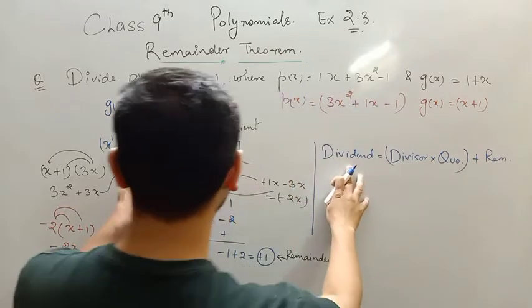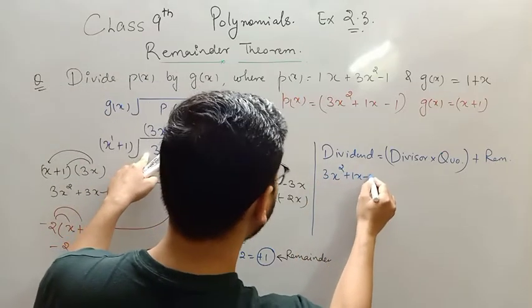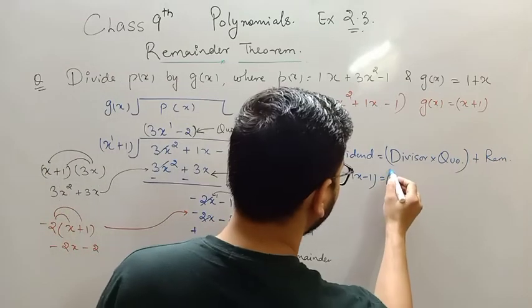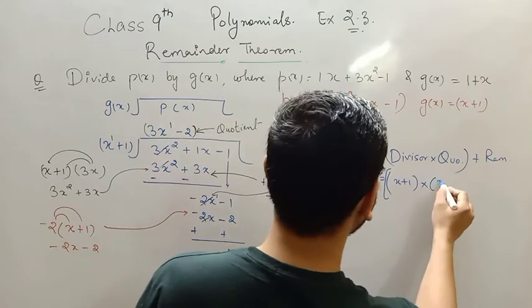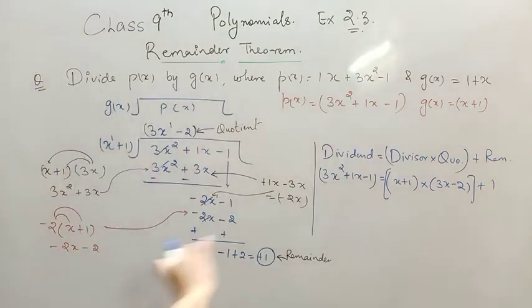So what is the dividend here? 3x square plus 1x minus 1. What is the divisor here? x plus 1. What is the quotient here? 3x minus 2. What is the remainder here? 1. So this is the complete representation of divisor, dividend, quotient and remainder. Note it down fast.